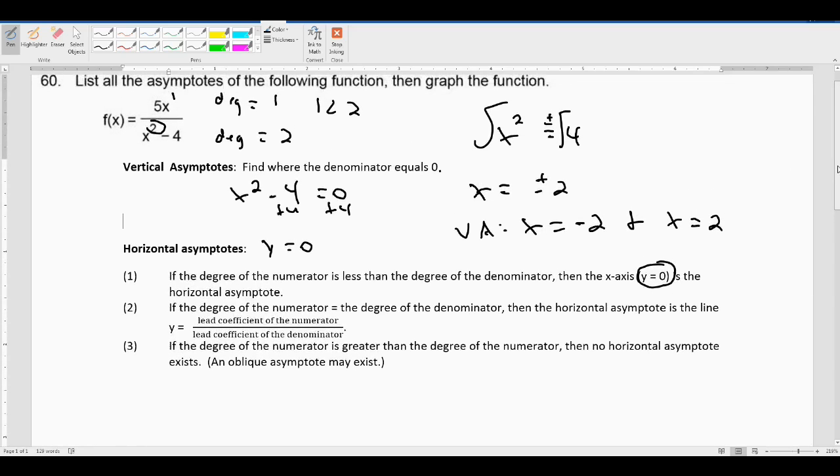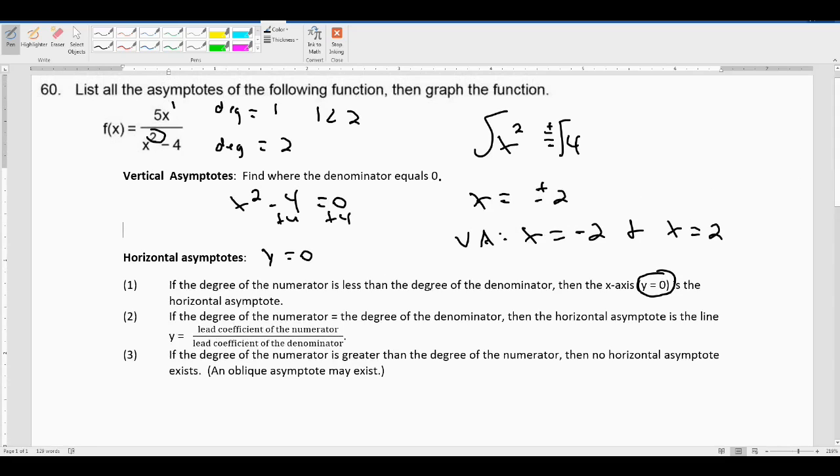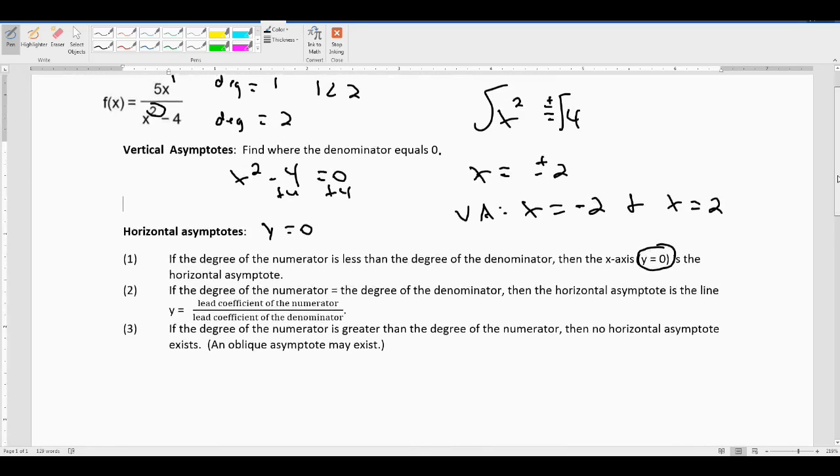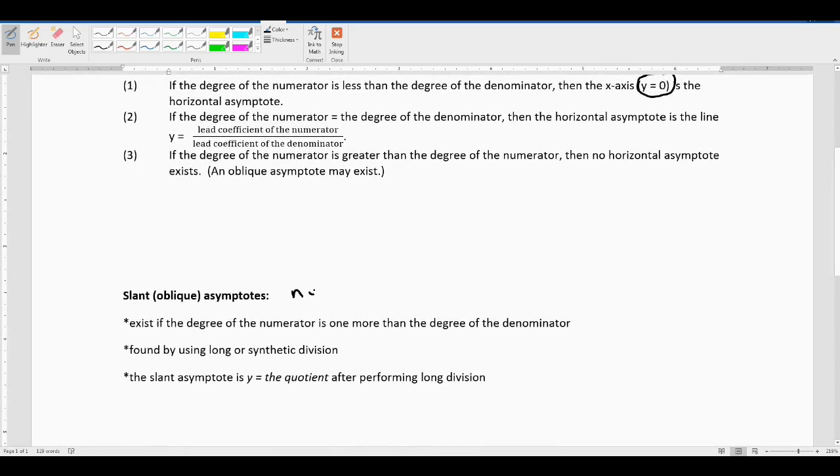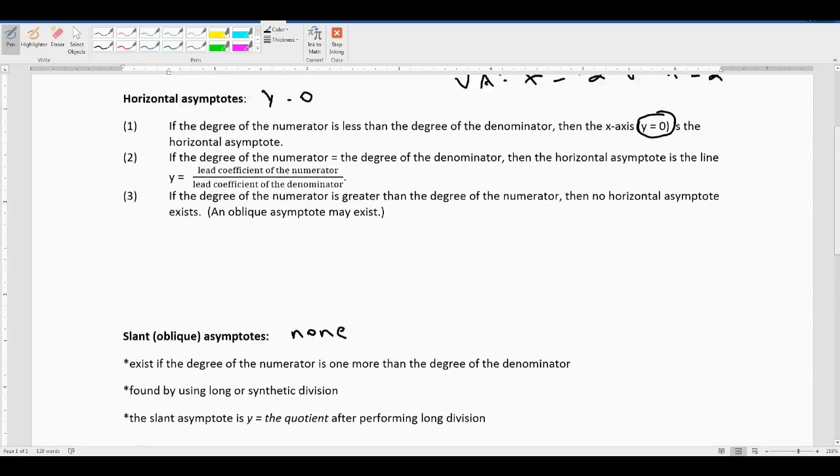And since the top is less than the bottom, that means we can't have an oblique asymptote. It's only oblique if the top is 1 more than the bottom. So in this case, there are no oblique asymptotes. I had the word slant, but I think this book uses oblique, so we're going to use oblique. And now we're going to graph it.